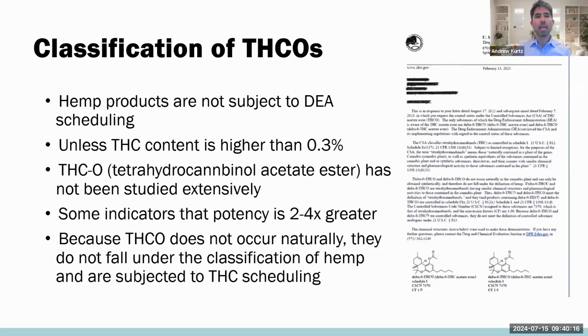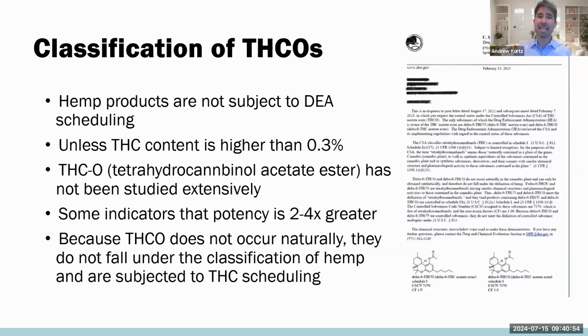Tetrahydrocannabinol acetate ester, THCO, is one of these emerging substances that has been shown to have a potency of 2 to 4 times greater than delta-9 THC. User reports online, and when I say user reports, these are shops that are trying to sell THCO, will say that the potency is 10 to 300 times greater. A strong selling point, right, for somebody who might be looking for a more impactful high. There's no research from a chemical standpoint, from an analysis standpoint, that indicates that THCO is that potent.